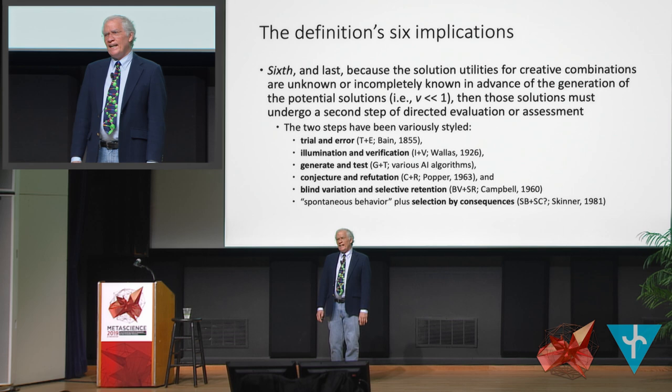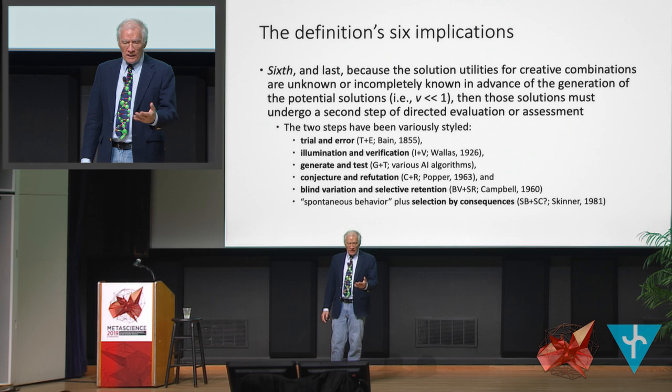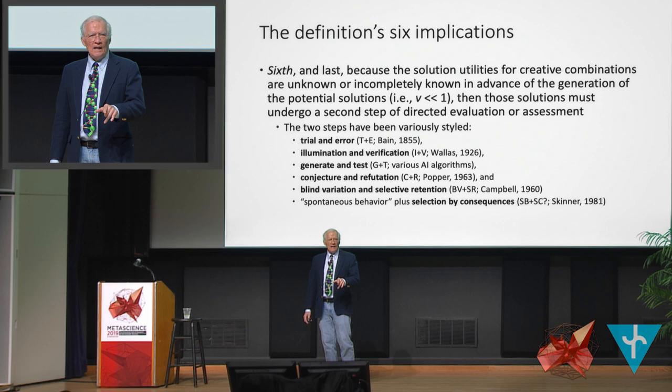Bain, way back in 1855, called it trial and error. We already mentioned that Wallace called it illumination and verification. It's often called generation and test. I've been trying to find out who first came up with that. And if anybody knows, I'd be glad to know. I found one paper that used it in the early 70s, but had no citation for it. So it may have been just in the air, like the zeitgeist or something.